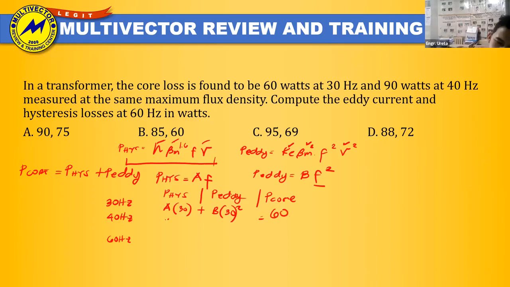Okay, at 40 Hz, A multiplied by 40, plus B multiplied by 40 squared, is just equal to my core loss, which is 90. Okay, so what is the problem asking? The hysteresis loss, which is A times 60, and our eddy current loss, which is B times 60 squared.